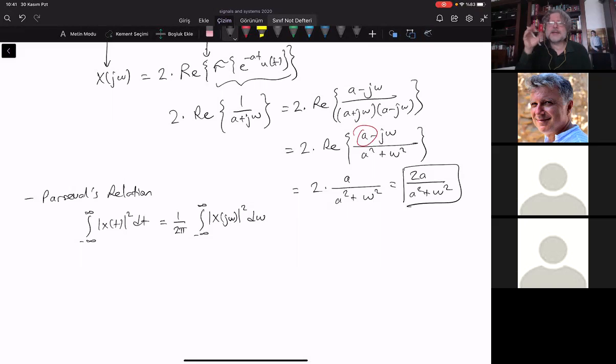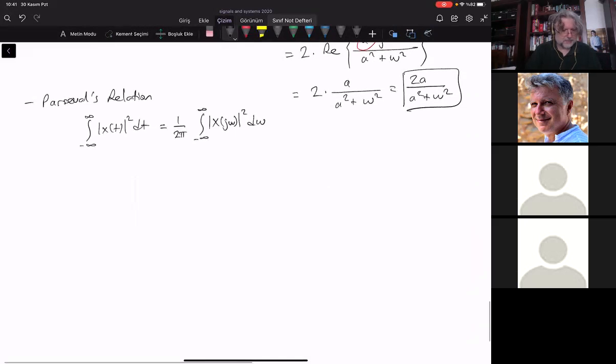The other domain will be a rectangular box shape, and the energy of a rectangular box shape is the box shape magnitude squared, which is again another box shape, and finding the area under the box is a piece of cake. Quite an easy process. So whichever domain is easier for you for evaluating the energy, evaluate the energy of the signal in that domain. That is the trick.